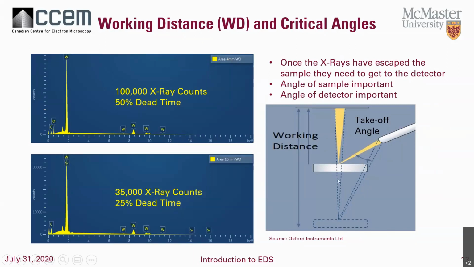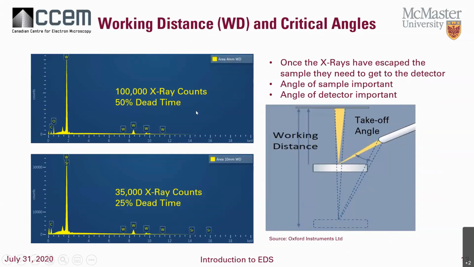Also, tilting the sample, we sometimes run into the danger of backscatter electrons hitting the detector because they're fairly high energy. And we want to have that sort of consideration of that.